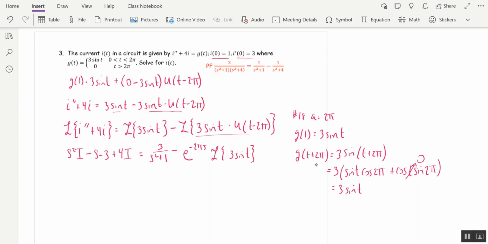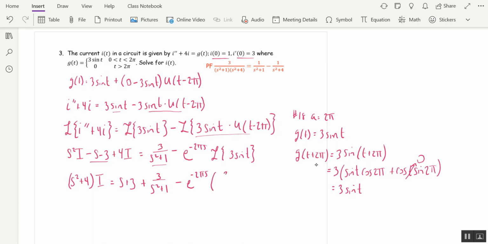All right, and let's clean up a little bit on the left. We've got s squared plus 4 all times big I, and let's take the s and the 3 right here and move those to the other side. So s plus 3, and then I still have this guy, 3 over s squared plus 1. And now I have minus e to the negative 2 pi s times L of 3 sine t.